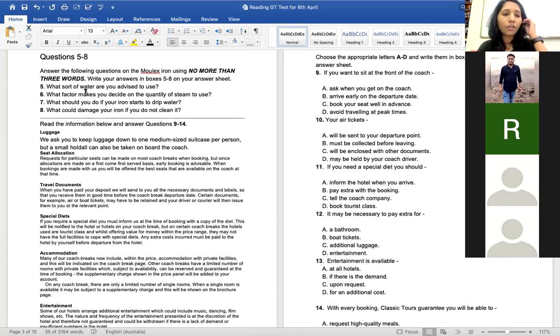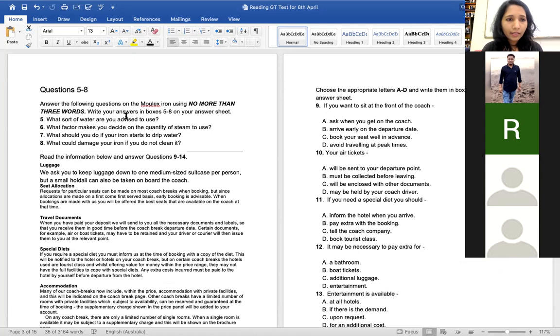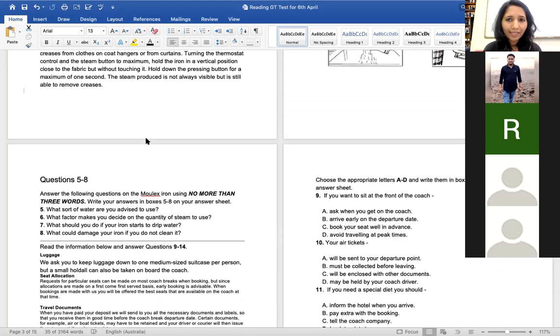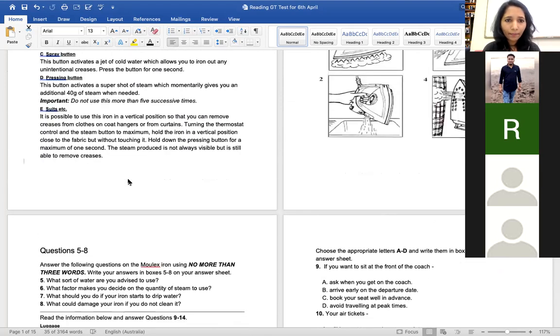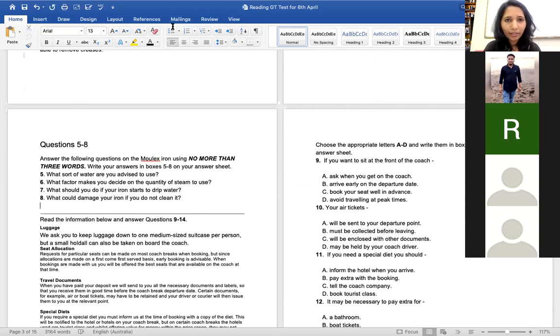So this is a short answer question. So we look at the instruction carefully. Answer the 3 following questions on the Moloch's iron in no more than 3 words. So the maximum number of words that you can write here is 3. Can you guys take a picture of this from 5 to 8? Please take a screen grab of this. Let me know once you're done. I hope you've taken a picture of this.